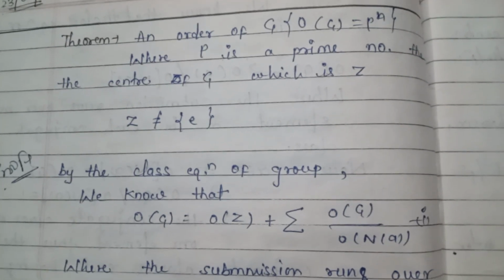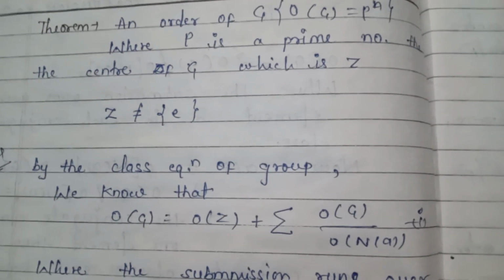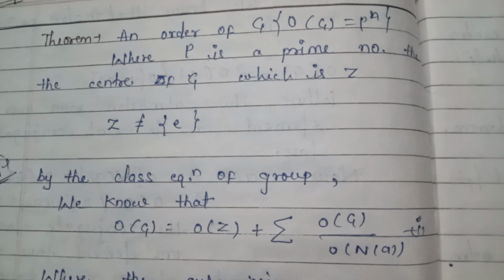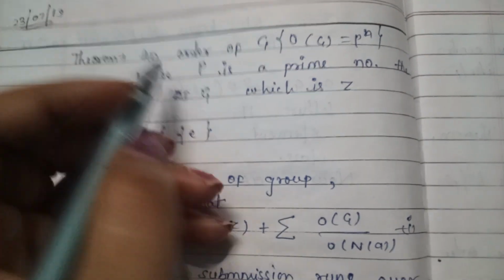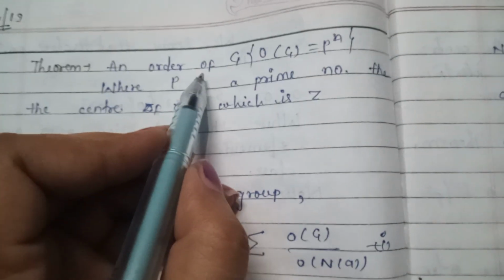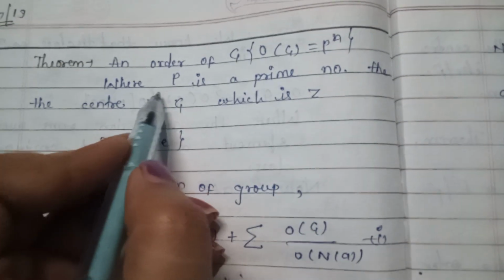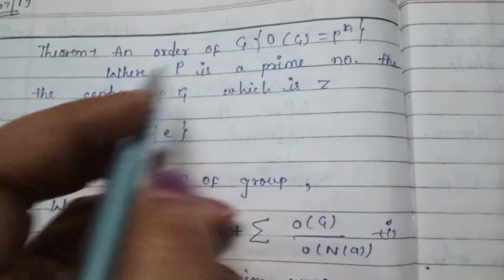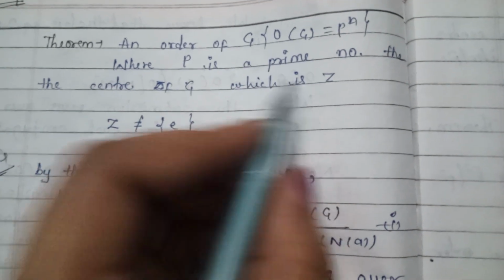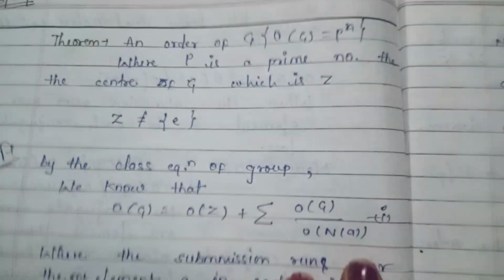Today we will discuss some other theorems of modern algebra. The statement of the theorem is: if the order of G is equal to p to the power n, where p is a prime number, then the center of G, which is Z, does not equal {e}.